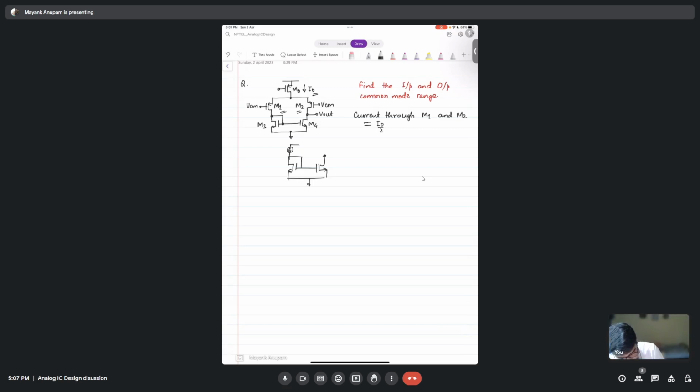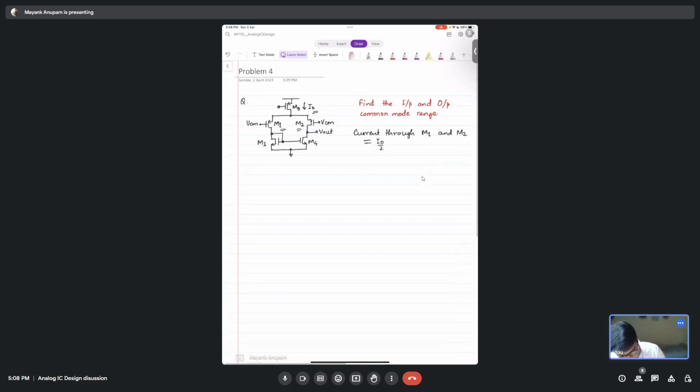Whatever the input current flowing, the output current should be the same, sir. Correct. So whatever current is flowing here, I naught, the same current will flow here, I naught, if the sizes are the same. So this is W by L and this is also W by L. The same current should flow in both the transistors. That is the purpose of a current mirror.